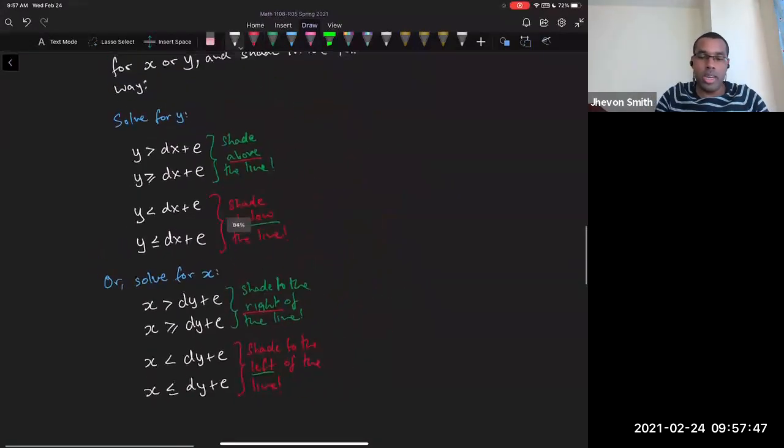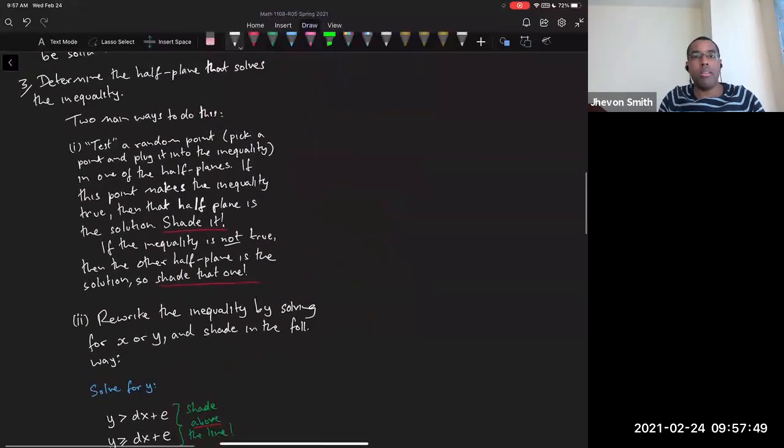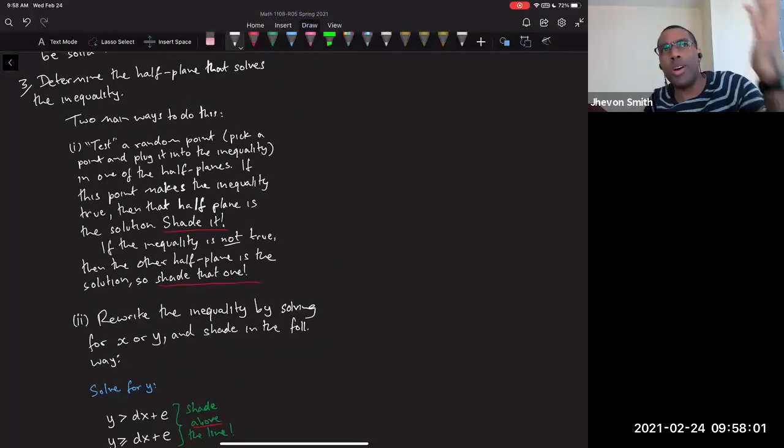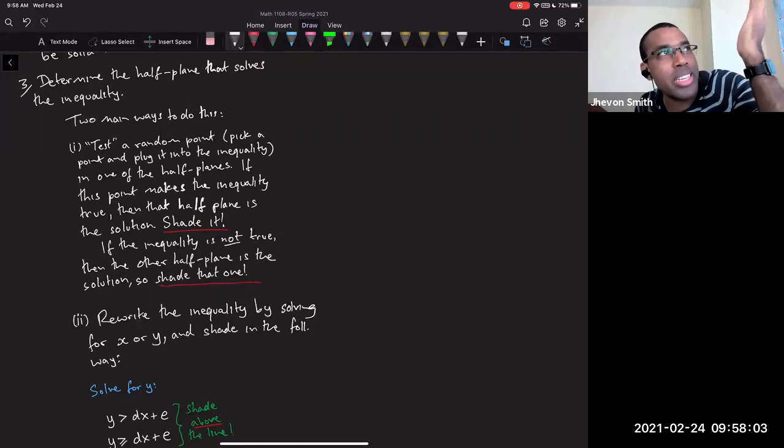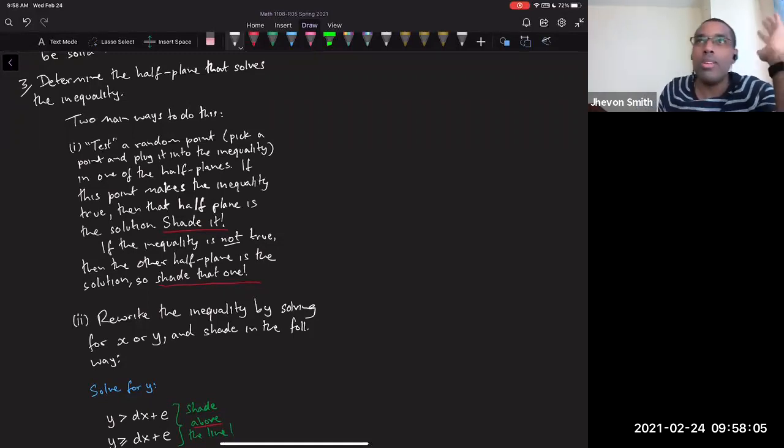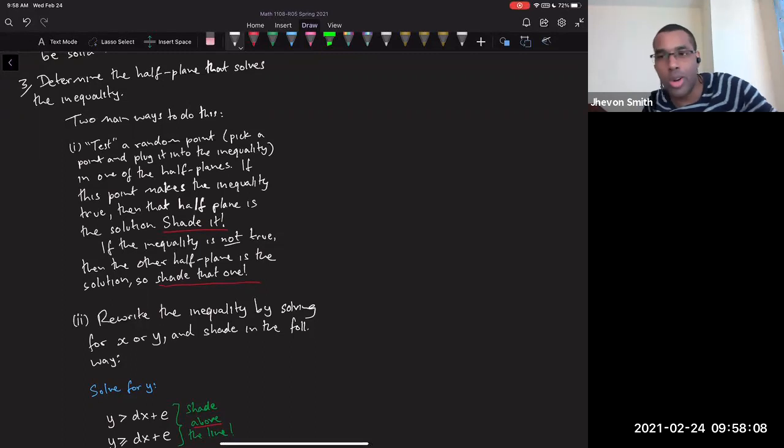Okay, so that's a couple ways to actually determine where you want to shade. You can plug in a random point of your choosing, and of course, when you're doing that, plug in an easy point, right? Don't plug in, oh, I'm going to plug in minus 0.736, comma 15.928. Like, no, pick whole numbers, nice numbers. They're easy to compute. A lot of times, I pick the origin, pick 0, 0. Plug that in. Does it make sense? If yes, we're good. If no, then we'd go the other way, right?